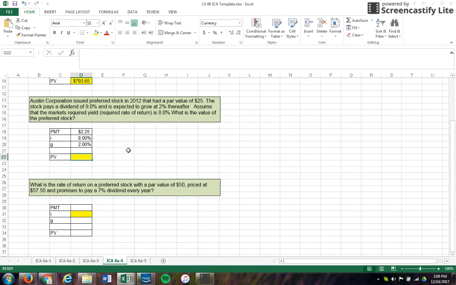Now, to calculate this, if we have a growth rate, you've got to subtract out the growth rate from the interest rate before dividing it into the payment. So to do that, we have our payment divided by, and I'm going to use parentheses because I need to subtract my interest rate minus my growth rate in the denominator of my fraction. Once I have that, I hit enter, and I find that the present value of this perpetuity is about $37.50.